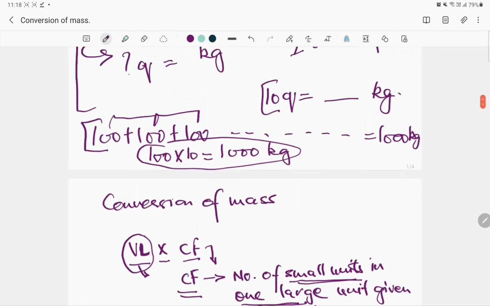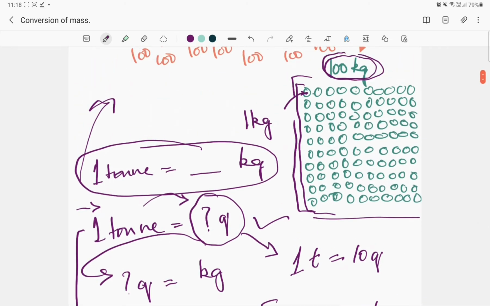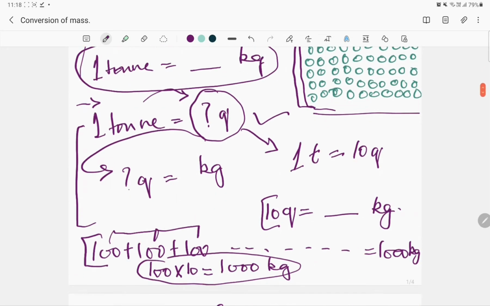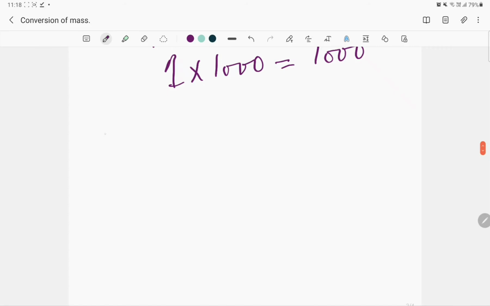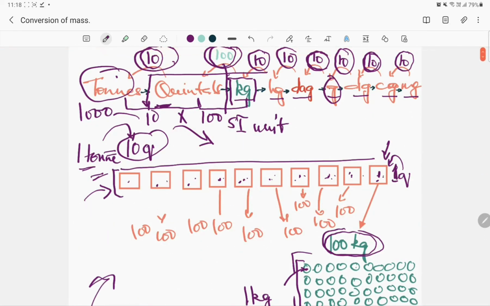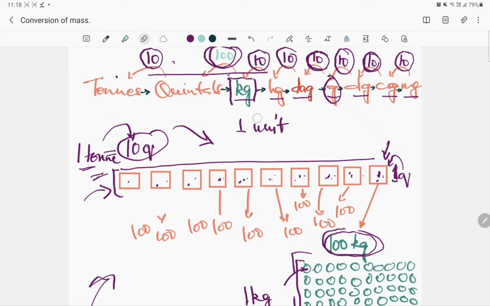Now let us proceed with something which is slightly more complicated. If I ask you to convert a ton into, let's say, a gram, how would you proceed with that? Let's not just convert 1 ton. Let us make it slightly more complicated. Let's say I got 3 tons and I expect you to convert it into grams. So now let us move up and look at the conversion flow chart that we had here. Let me tidy this part a bit.